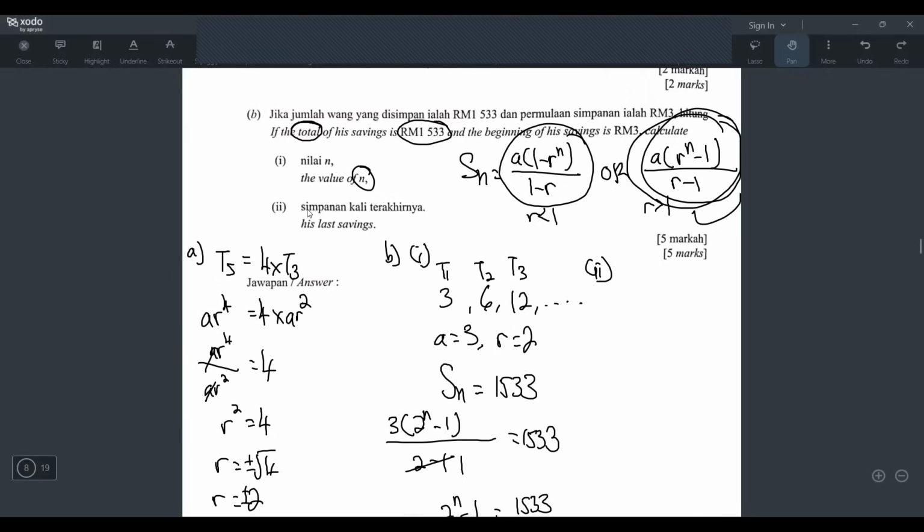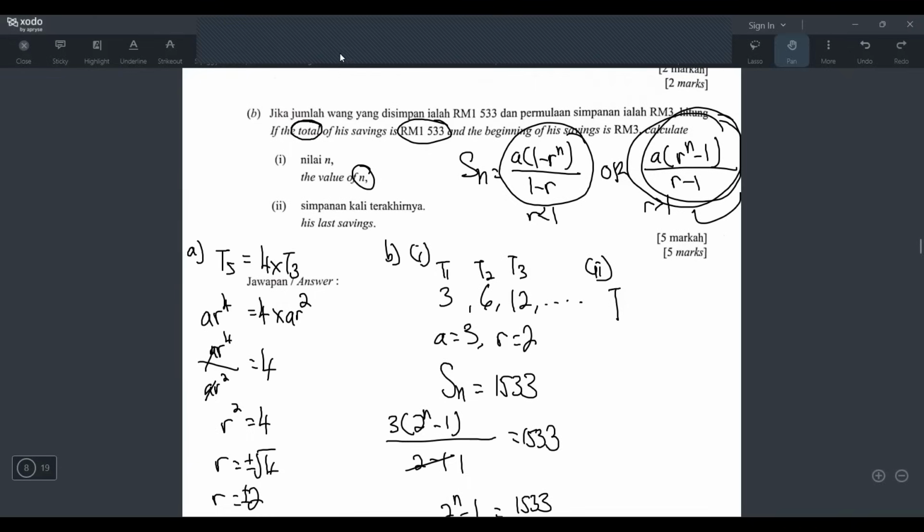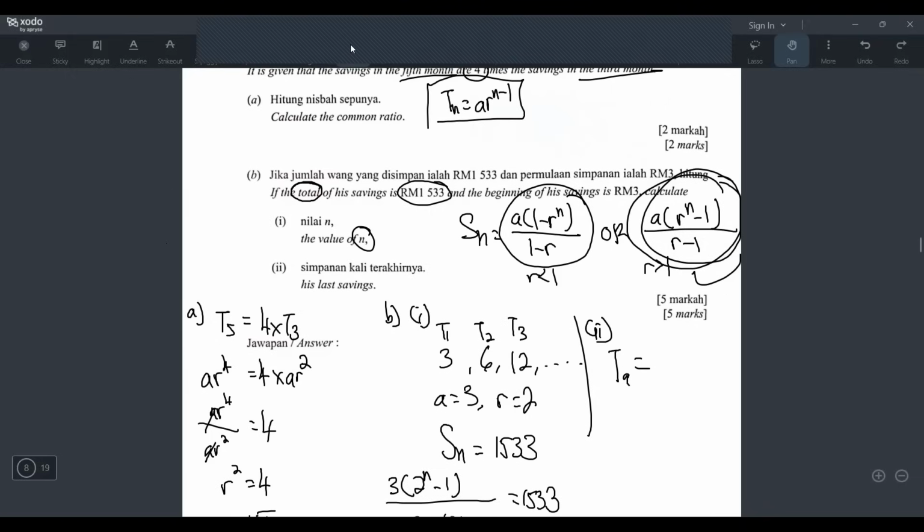Okay, number 2, asks you to find his last savings. It means what's the n just now? 9, T9. His last savings. They never ask you to find the total, right? They just want the last savings only, right? Okay, they never ask you to find the accumulated 9 months' savings. No. This is T9 only. So for T9 only, use this formula, the A R power n minus 1 formula, this one.